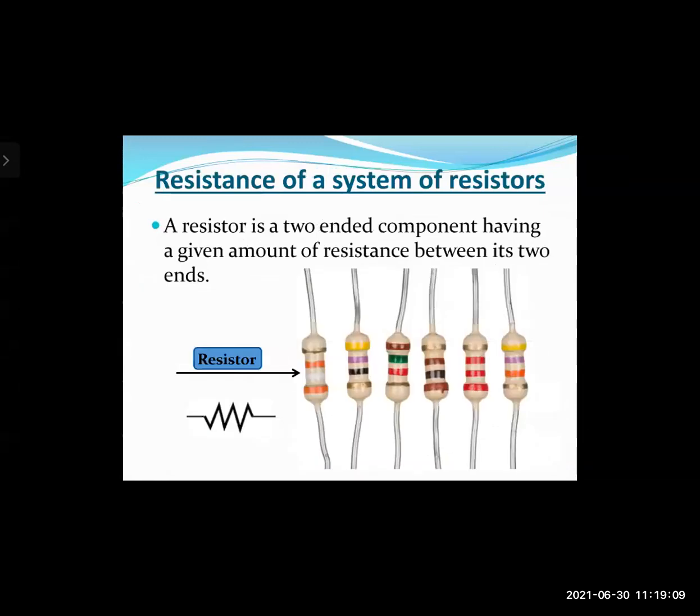Then we had seen the concept of what a resistor is. A resistor is a device which will decrease the current or obstruct the flow of electricity. As I told you, any electrical appliance you can treat as a resistor. It can be a fan, a light bulb, a mixer grinder, television, refrigerator, anything. A resistor is a two-ended component having a given amount of resistance between its two ends.